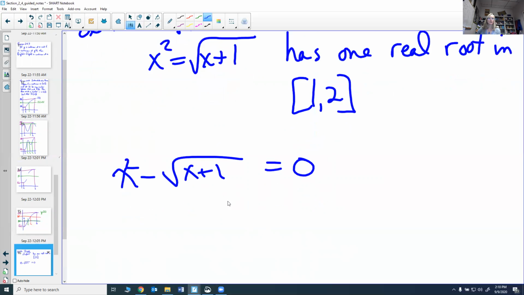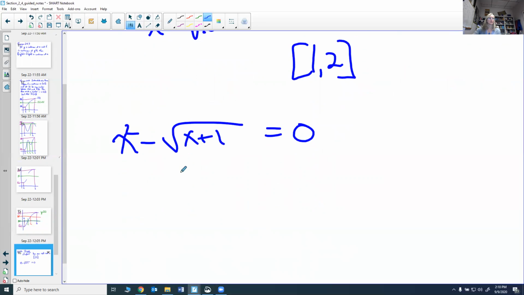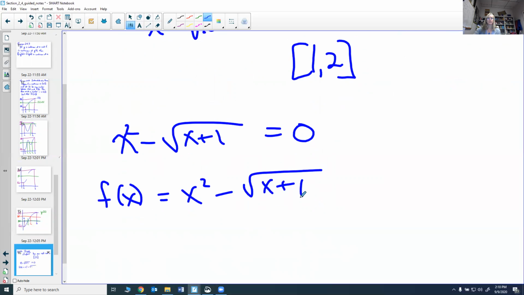And then we can say, well, that expression is my function. So f of x is x squared minus the square root of x plus 1. So we're looking to see where f of x actually equals 0, somewhere in between 1 and 2.